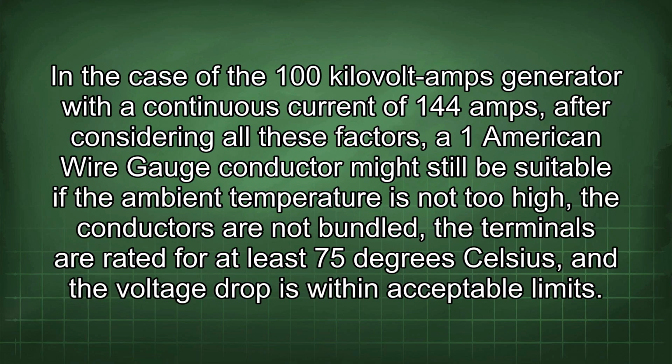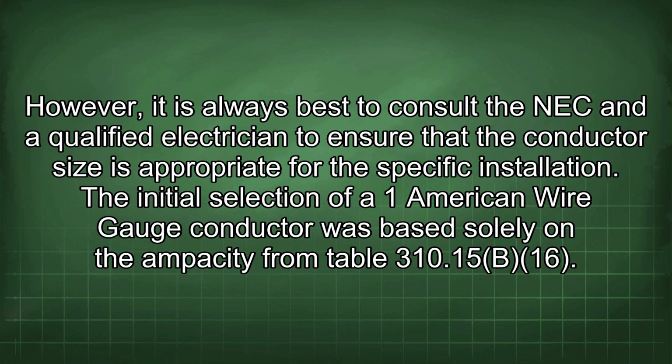In the case of the 100 kVA generator with a continuous current of 144 amps, after considering all these factors, a 1 American wire gauge conductor might still be suitable if the ambient temperature is not too high, the conductors are not bundled, the terminals are rated for at least 75 degrees Celsius, and the voltage drop is within acceptable limits. However, it is always best to consult the NEC and a qualified electrician to ensure that the conductor size is appropriate for the specific installation.